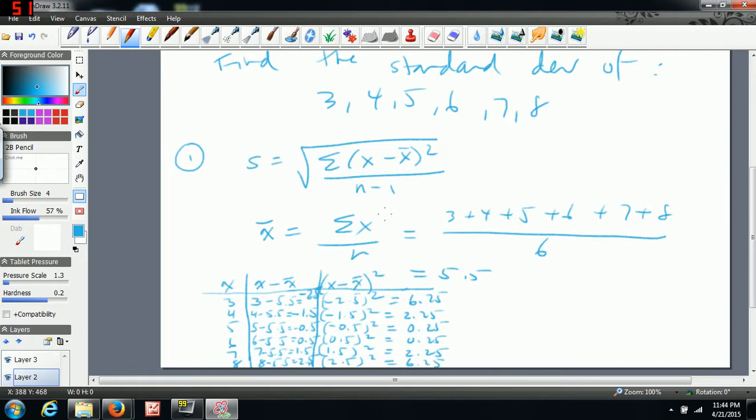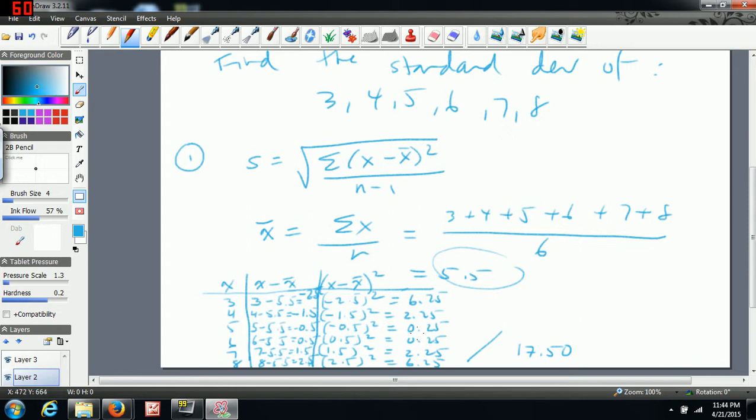And then once you get all of those, you could figure out the sum of them by adding them all up. So at the bottom of your chart, you would add these up and you would get 17.50, which would be the sum of x minus x bar squared. And the reason we had to set up a chart is because we had to first figure out x bar, our average, which was 5.5. Then once we did that, we had to figure out the x minus x bar values, which we did here. Okay, and then once we do that, we have to take those values and figure out what that value squared is.